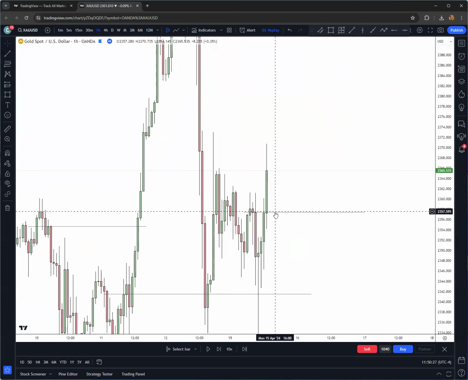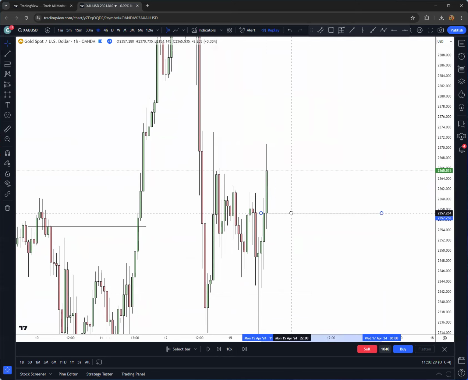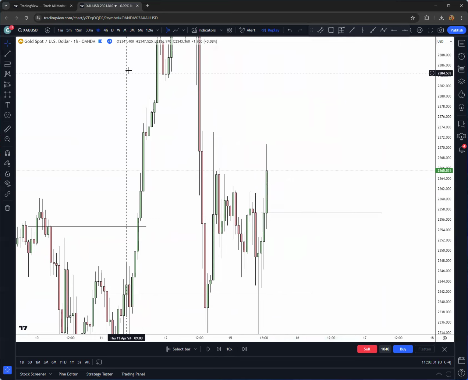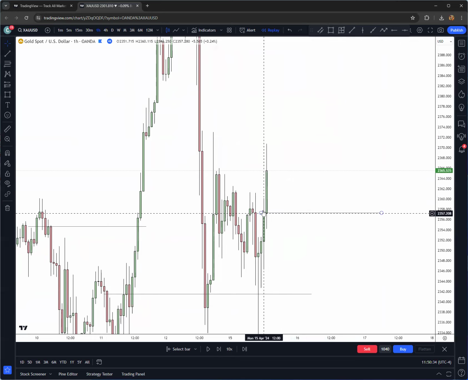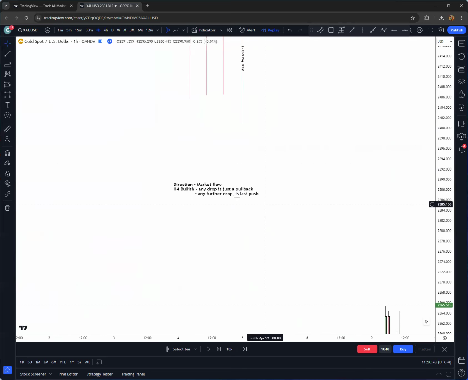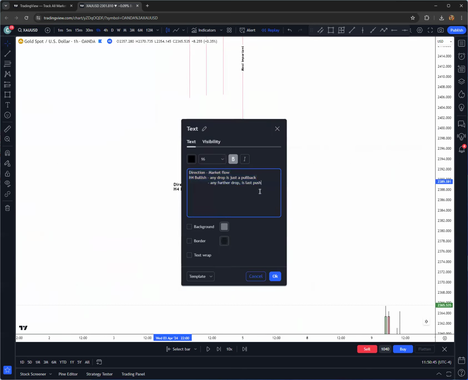This means that this level here is a decision level. These are not the ones that I trade that much. It just has the ability to influence. So H1 is bullish. If you fix your market flow now, H1's last push is done. So H1 is bullish. Any drop is just a pullback, right?